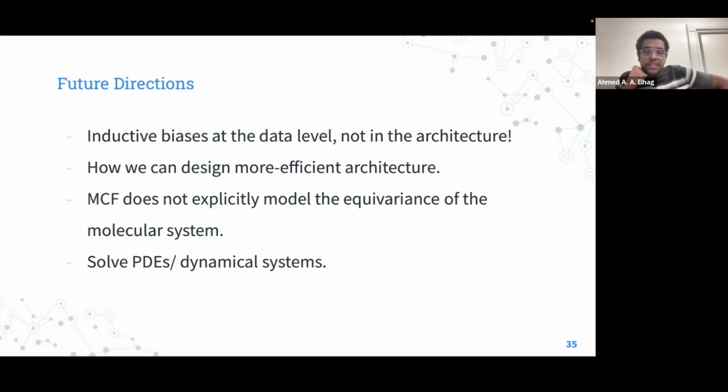So all of this is about the data level. There is nothing about the architecture. You can use any architecture for this setting. So the next question will be how you can design a more efficient architecture rather than a transformer or Perceiver IO. And also MCF, which is called molecular conformal field, the one on graphs, does not explicitly model the equivariance of the molecular system.